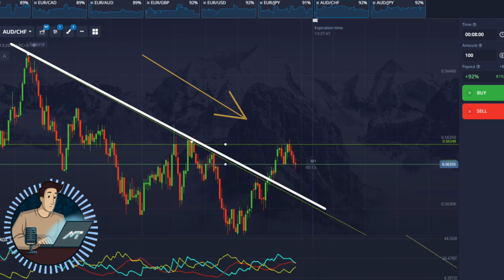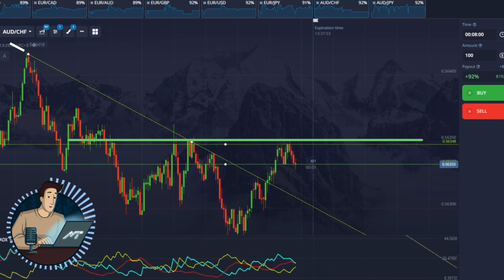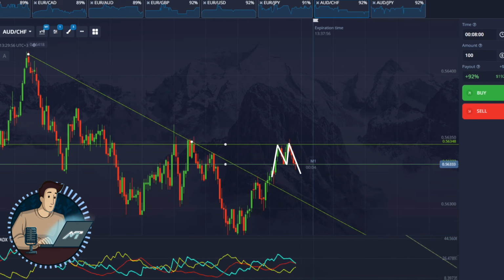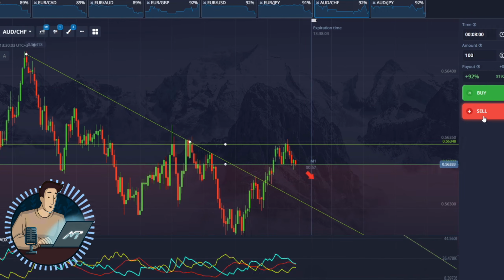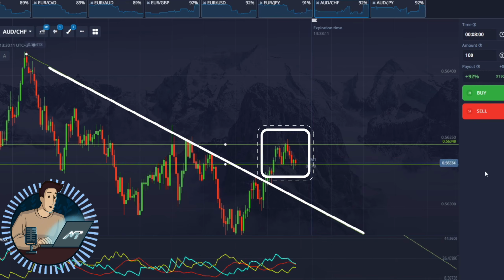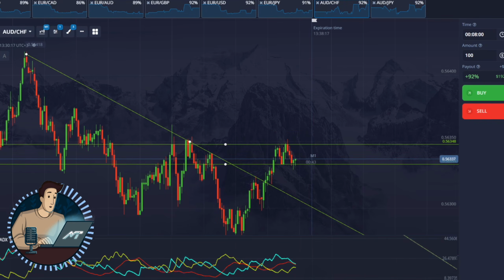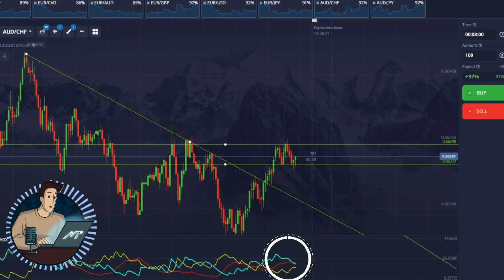Here we have a downtrend. The price broke the trend line up but immediately hit a resistance level where a double top pattern formed. In such a situation, I use the back to trend strategy. Its essence is that when the price temporarily breaks the trend line, consolidates, or forms a reversal pattern, it often returns to the main trend.